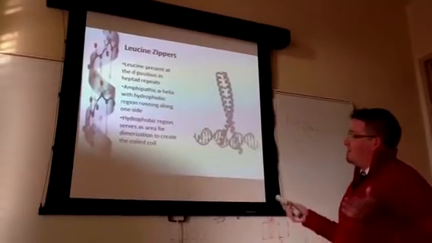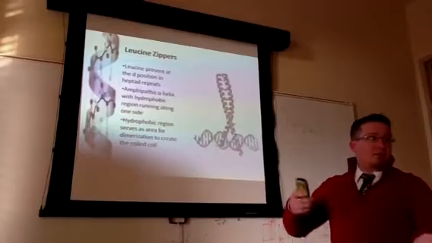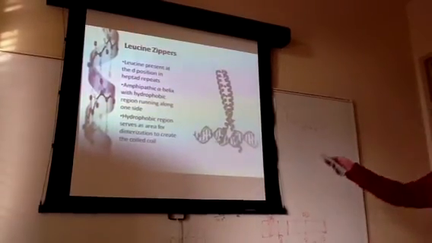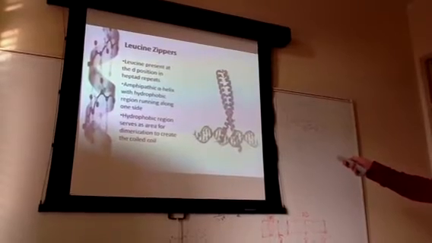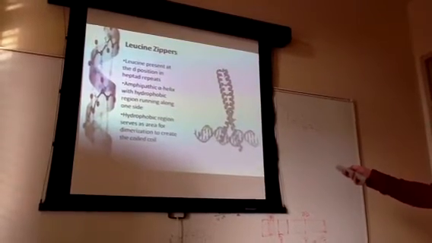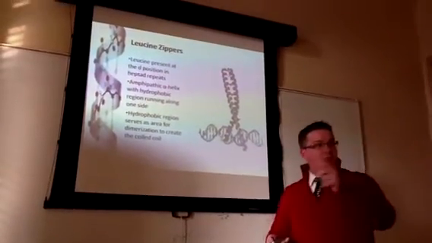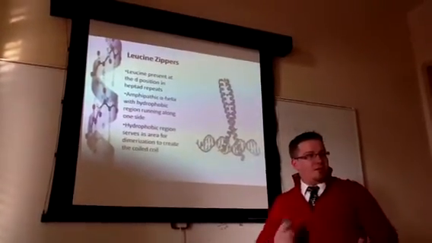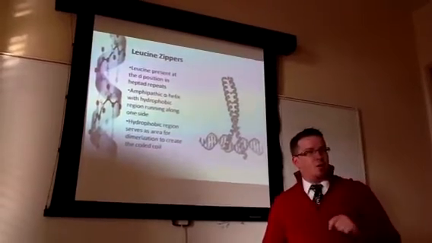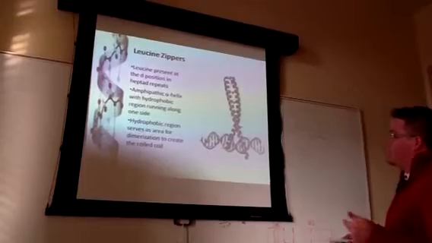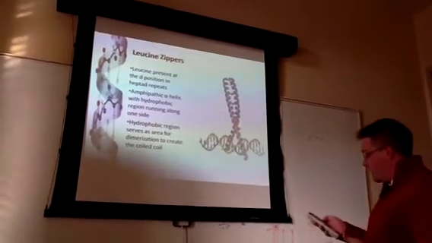This creates an amphipathic alpha helix, which means it's hydrophobic and hydrophilic. And you can see, like, at every D position, you got a leucine. So this D position kind of spirals around each alpha helix, and it causes the formation of a coiled coil. And the hydrophobic region serves as an area for dimerization.